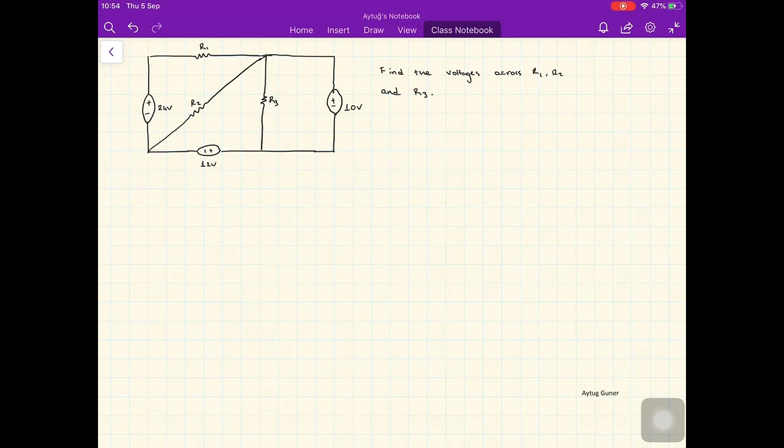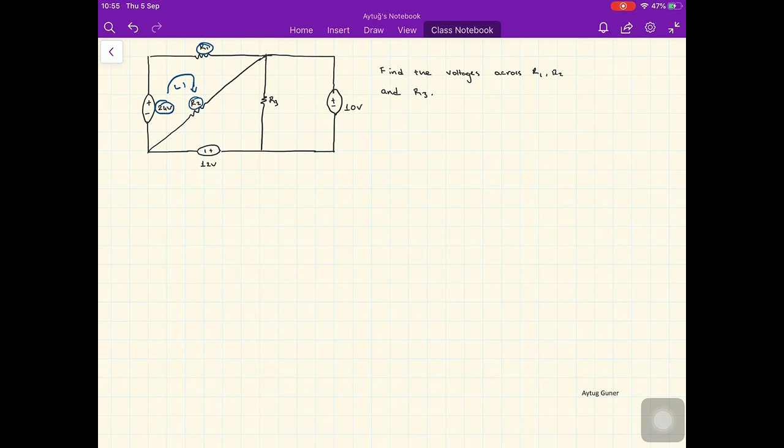Hello everyone, in this video we will solve our second question about Kirchhoff voltage law. The question asks for the voltages across R1, R2 and R3. Let's define the loop in the circuit. We can define a loop in the clockwise direction, and let's say this is L1. This loop consists of the 24 volt source, the voltage across R1 and the voltage across R2, sorry.